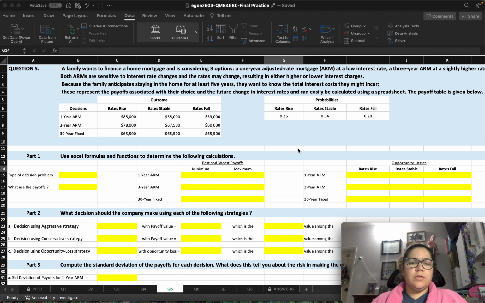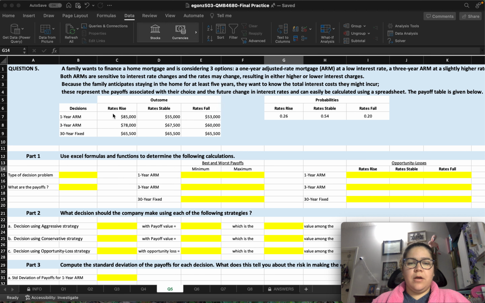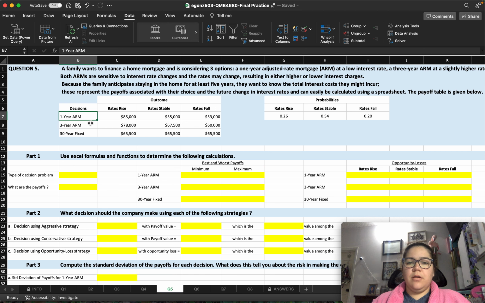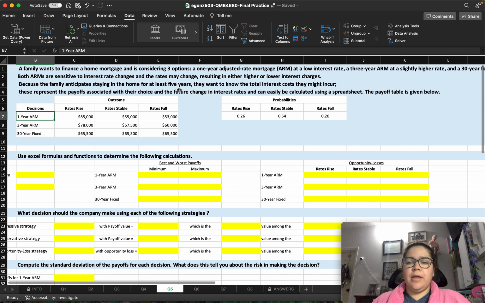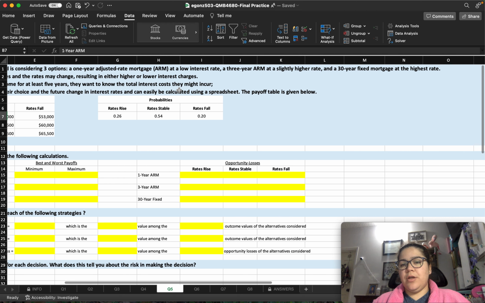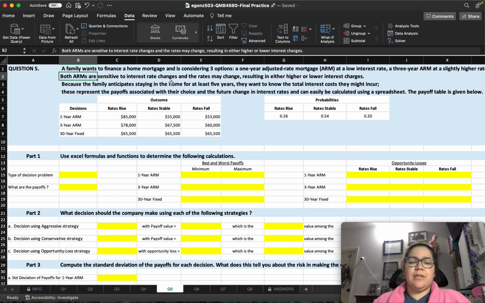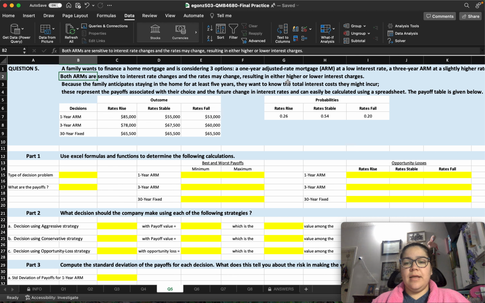Okay, it says a family wants to finance a home mortgage and is considering three options, right? A 1 year adjusted rate mortgage with the low interest rate, a 3 year adjusted rate with the interest rate slightly higher, and a 30-year with the highest rate. Both ARMs are sensitive to interest rate changes, and the rates might change, resulting in either higher or lower interest charges.